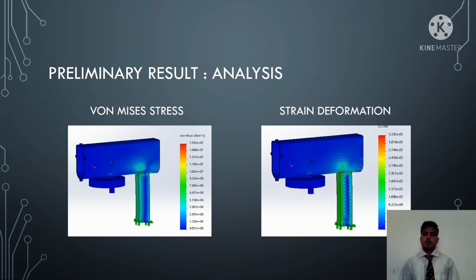Both of the analyses will be put under 176 Newton of distributed force, equivalent to 18 kg force. The von Mises stress is used to determine which point will fracture first. As we can see on the von Mises stress diagram, only a small warning red color appears on the diagram, while all of the body part is still in the acceptable range with the colors blue and green. And for the strain deformation analysis, we also see a small red dot on the diagram, while the rest of the body part is still in the acceptable range, which is blue and green.